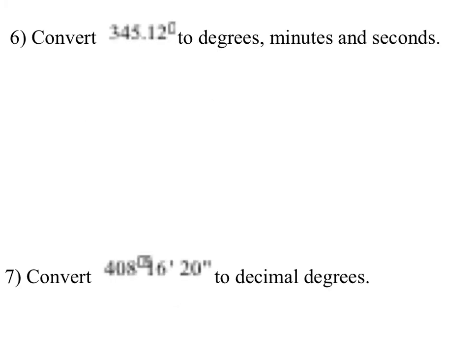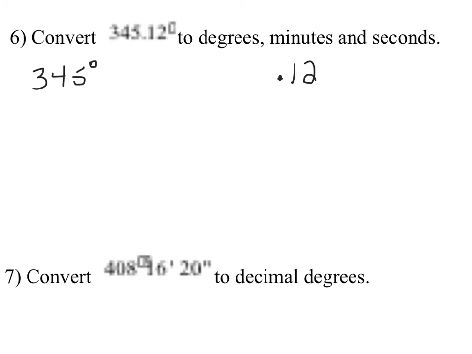All right, in problem number 6, we are converting 345.12 degrees into degrees, minutes, and seconds. We're going to take the 345 part and keep that as our degrees. And then we need to convert this 0.12 into minutes and seconds.